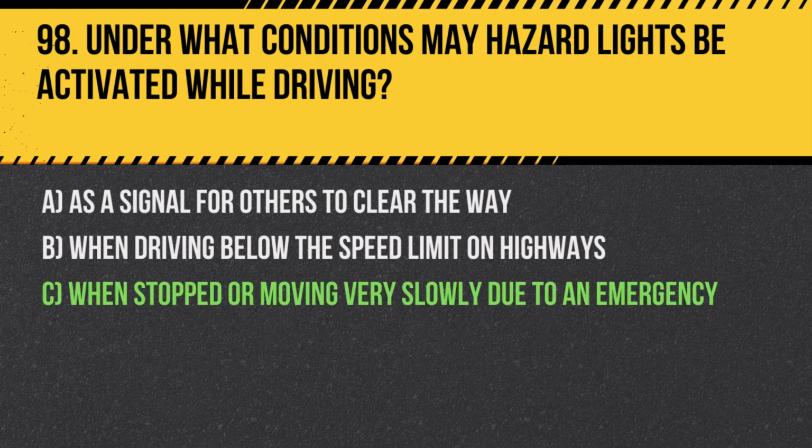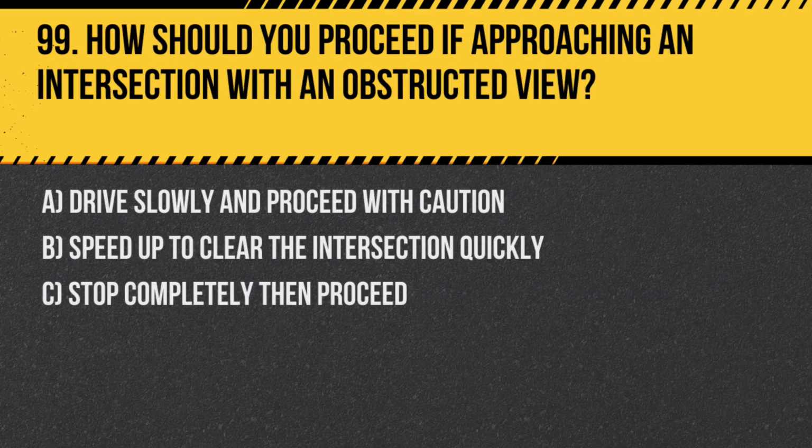Answer: C. When stopped or moving very slowly due to an emergency. Hazard lights should be used to indicate to other drivers that your vehicle is obstructed or moving unusually slowly, typically in emergency situations. Question 99. How should you proceed if approaching an intersection with an obstructed view? A. Drive slowly and proceed with caution. B. Speed up to clear the intersection quickly. C. Stop completely, then proceed.